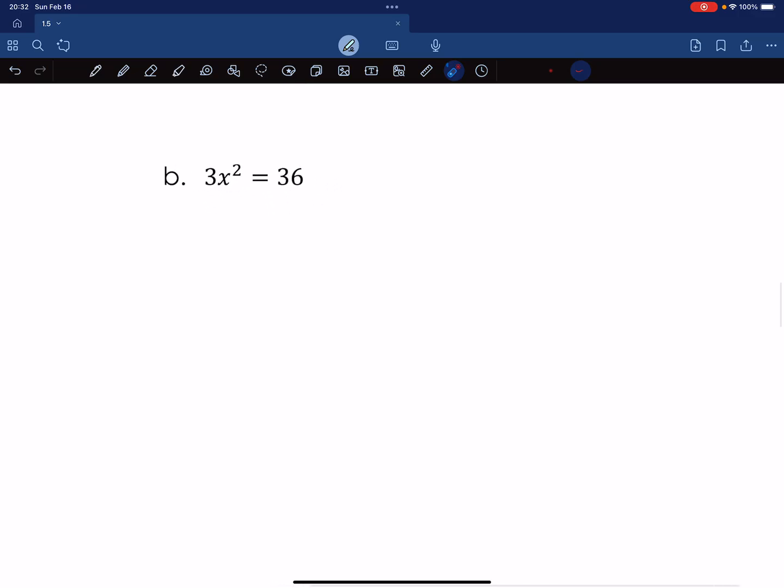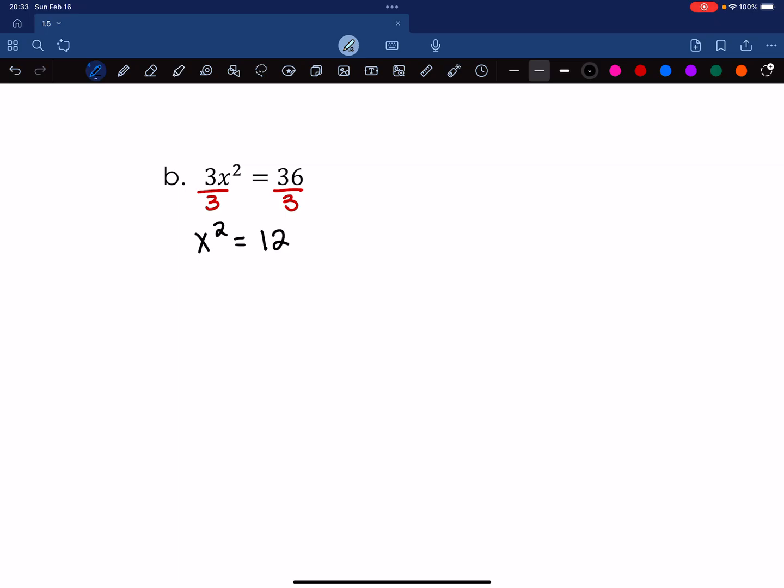Okay, so now we have another one. We're going to go ahead and divide both sides by 3. And that would give us x squared equals 12.